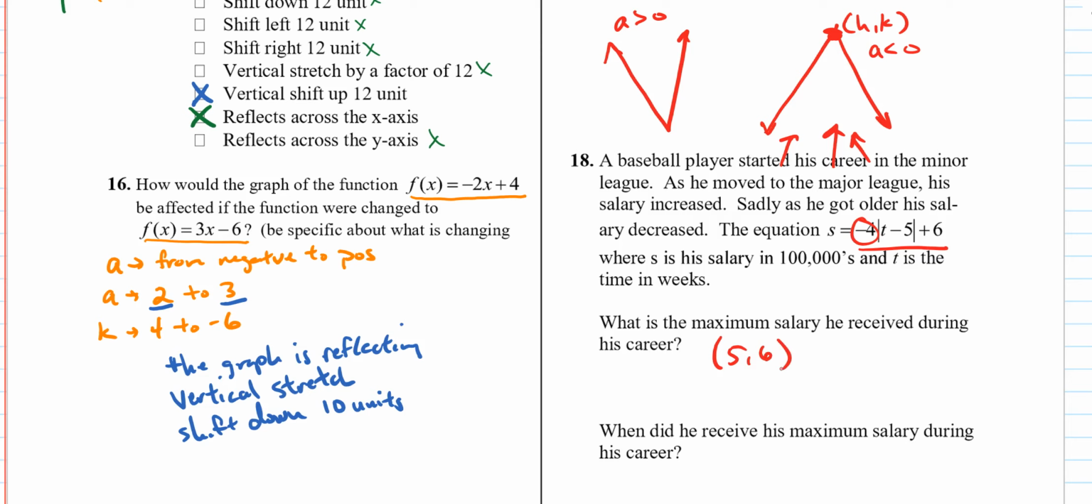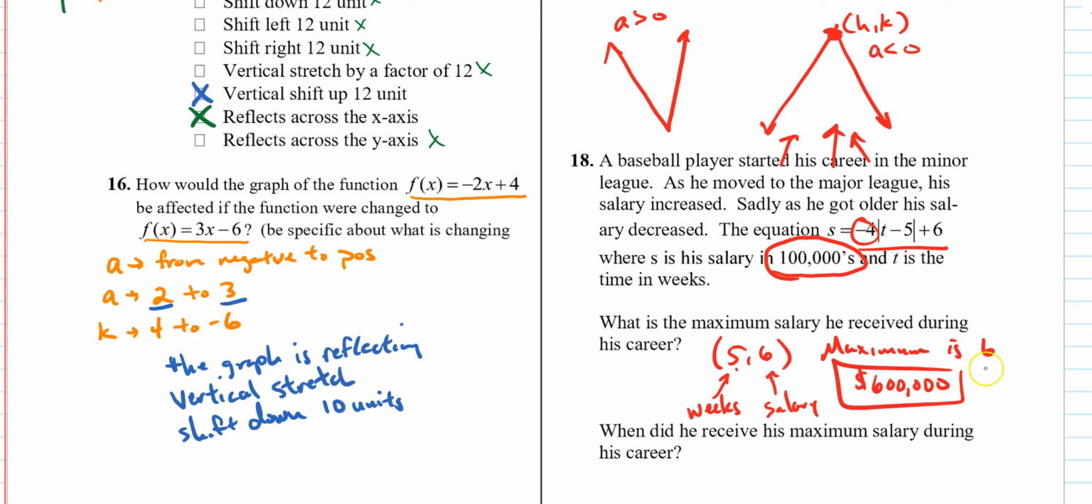But what do those things mean? Which one is his salary? Well, T is time. So that is weeks. And 6 is the salary. So we know his maximum salary is 6, but it told us that it's 6 in hundreds of thousands. So he has a max salary of $600,000 over his career. When did he receive his maximum salary?